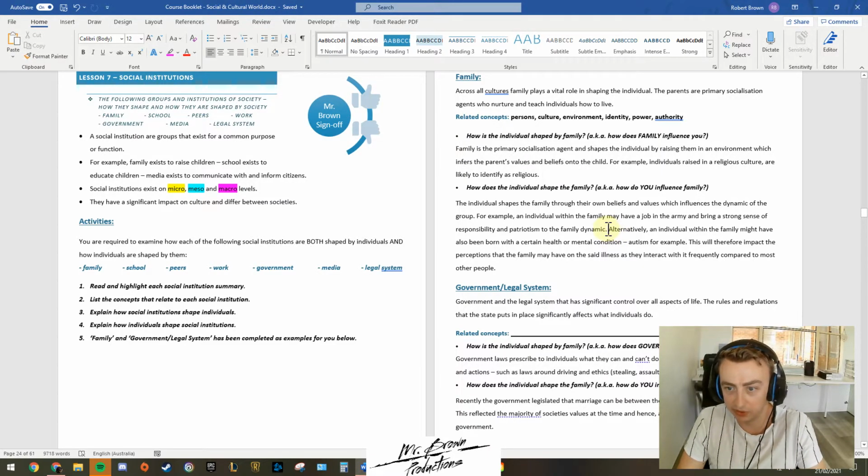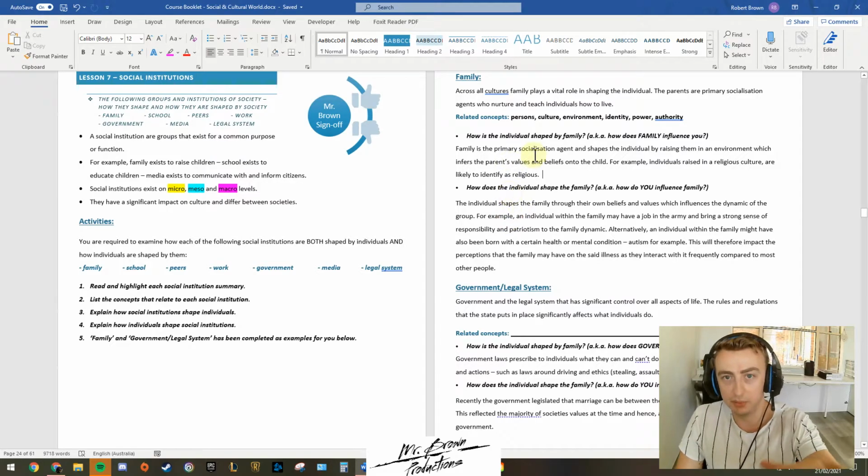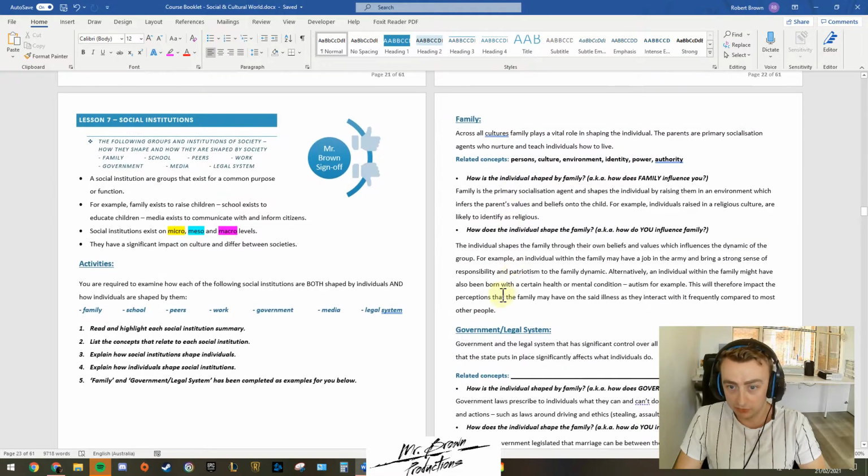So say with this example here, or it might not be autism, it might be any other kind of health condition, might be cerebral palsy, whatever it is. If you're in a family and a member of your family has some kind of illness, you've grown up knowing what that is, you're going to understand that at a deeper level, and that is going to obviously shape your family. Beliefs and values, the types of activities you might do in and around the place. So there again, just some hypothetical examples that we can use. So that's how a fully complete one will look.